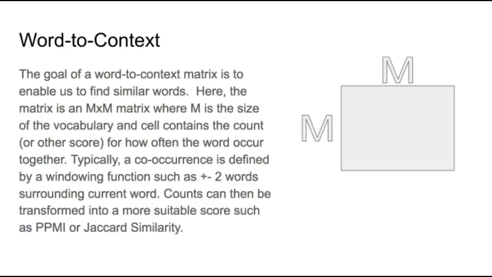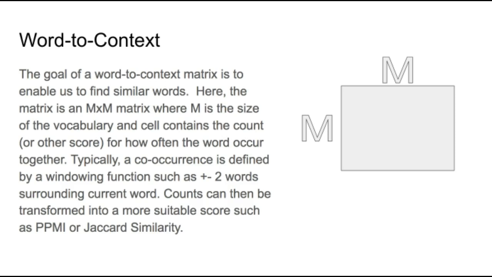To find first order word associations, I chose to use the word to context framework. The goal of a word to context matrix is to enable us to find similar words. Here, essentially, it's an M by M matrix where M is the size of the vocabulary, and each cell contains the count or other score for how often a word occurs with another word.